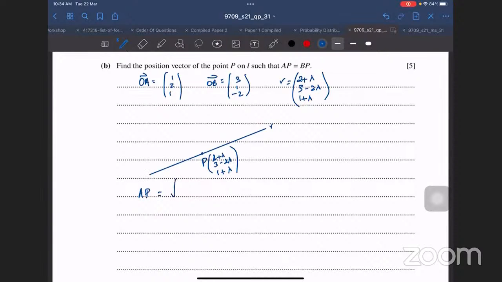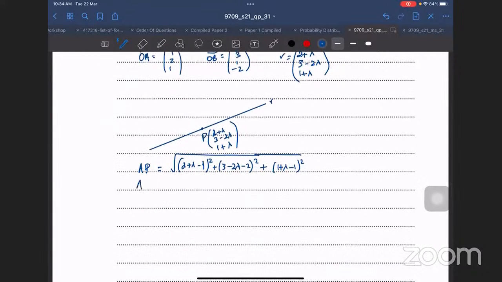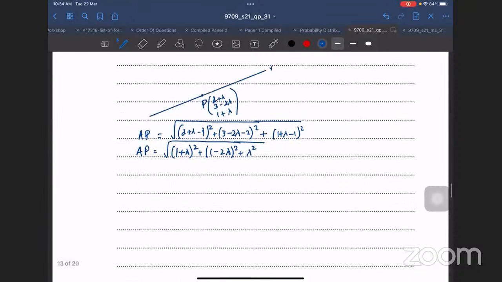I'm going to say that it's simply going to be (2 plus lambda minus 1) whole square, (3 minus 2 lambda minus 2) whole square, and (1 plus lambda minus 1) whole square. I simplify this, I get (1 plus lambda) whole square, (1 minus 2 lambda) whole square, and lambda square. Similarly, I need BP.